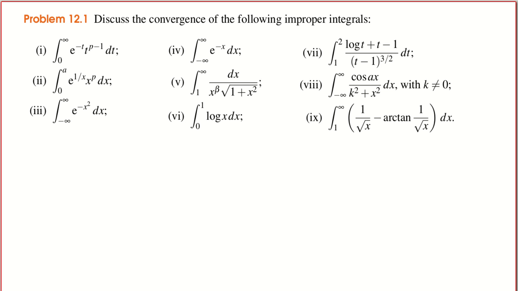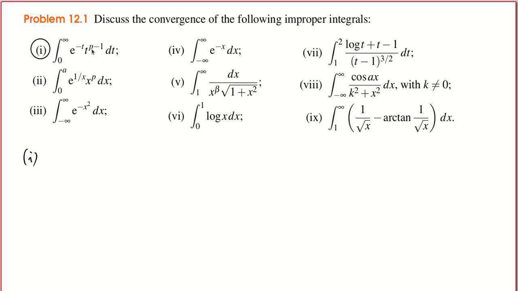In this first problem, we have to discuss the convergence of a bunch of improper integrals. So we're going to begin with the first one, and this is easy to analyze. But before we apply any test, we have to realize why this is an improper integral. Well, of course, it's an improper integral because the upper limit is infinity.